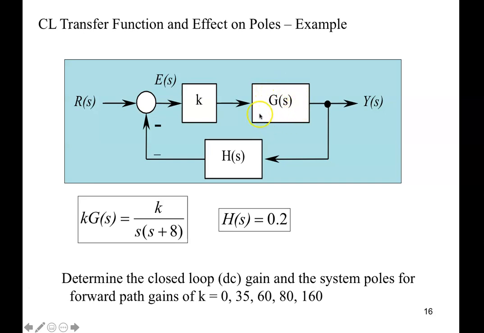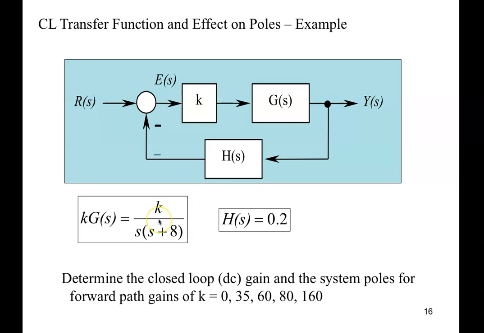Now this time, my G(s) is 1 over s times (s plus 8). K is a simple gain, so there's no transfer function, just a scalar value, but we don't know the value yet. H(s) is a feedback transfer function, which is 0.2. What I'd like to do is study how different values of k, if we choose different values of k, would affect the closed loop poles.